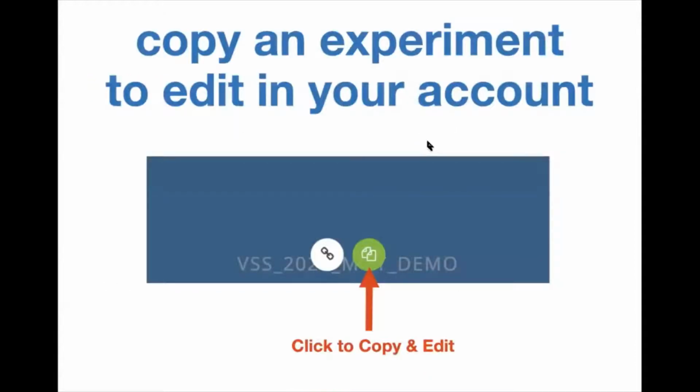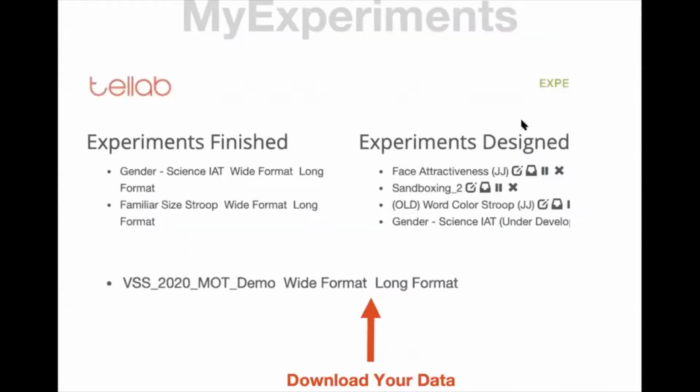So if you want to continue the interactive component of this, you could also go to that same demo we just did. And there were 2 links that appeared. The first one was this chain link to participate. The second link copies a version of that experiment into your own account. And if I go back, that experiment would then appear over here under experiments designed. It would say, VSS demo 2020 demo copy, because you just copied it into your account. And you could rename it and you could modify that if you'd like.